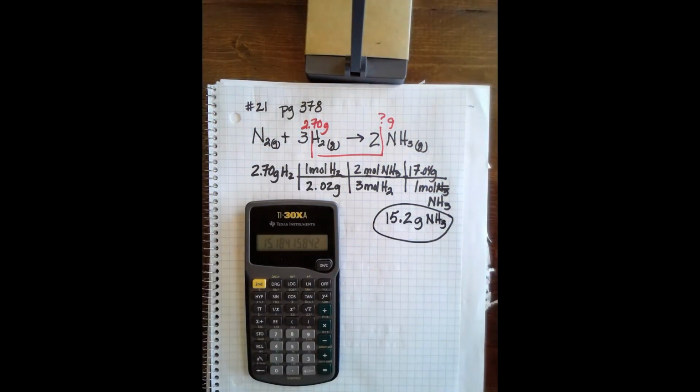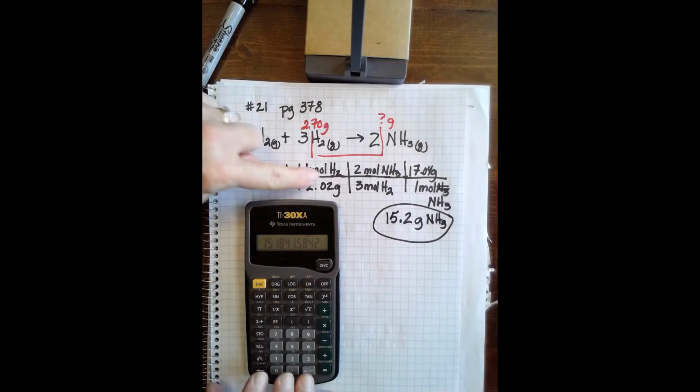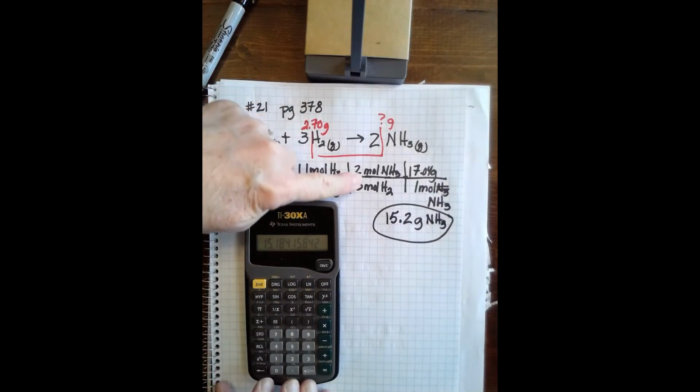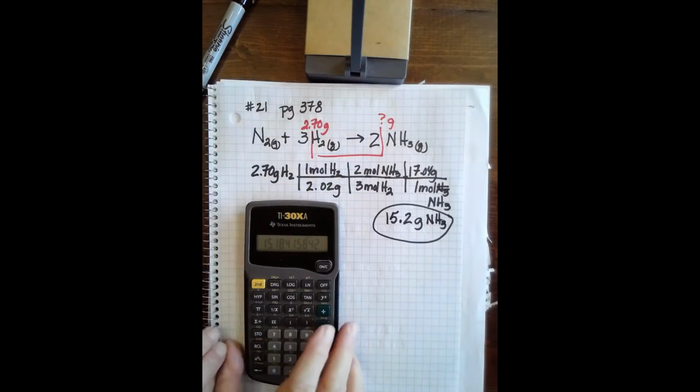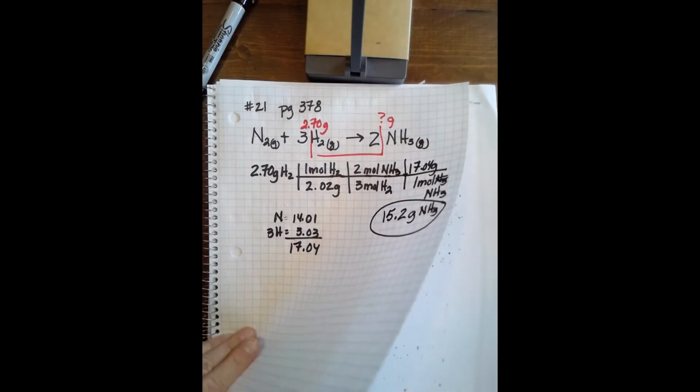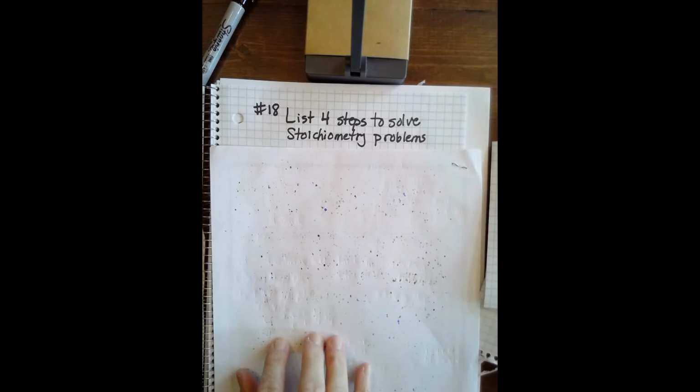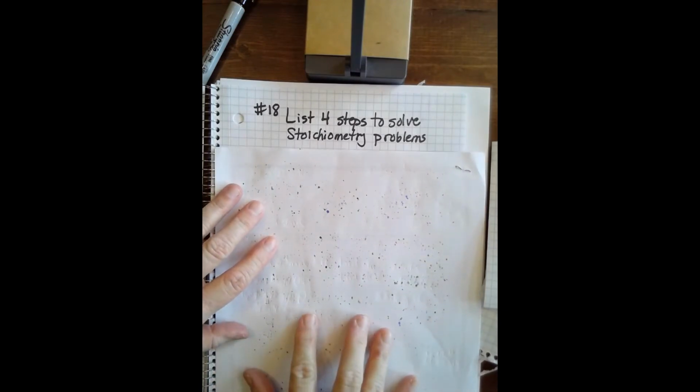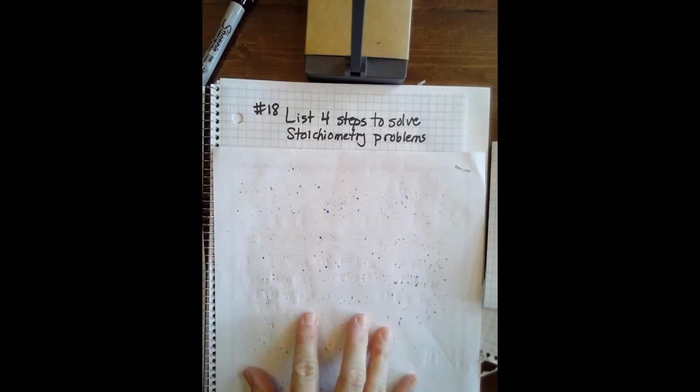So that was a simple process where we start with grams, convert to moles, use the mole ratio, and then come back out to grams. Now, I want to look at another question on this page. This question says to list the 4 steps to solve a stoichiometry problem.